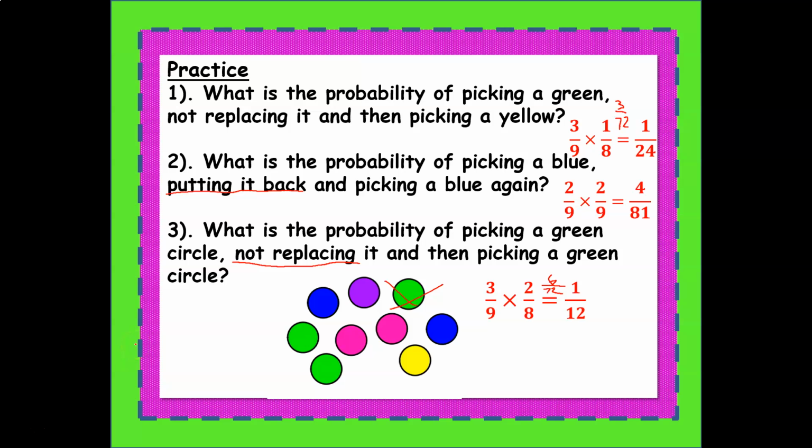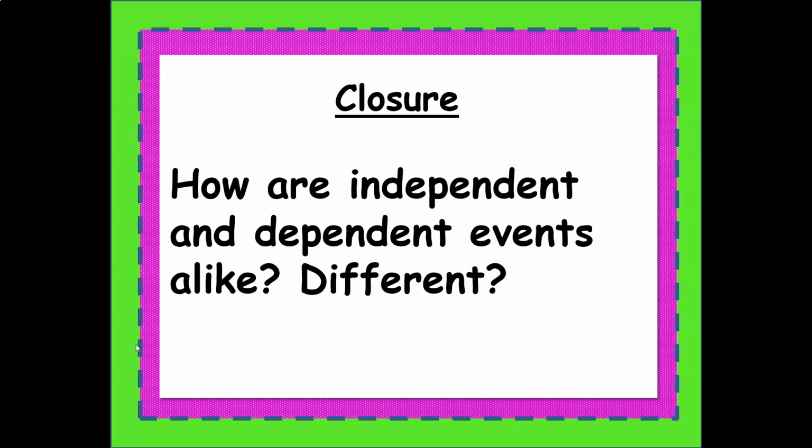So really the biggest part today is we have to be careful when reading the questions and figuring out whether the 2 events affect each other or not. And then we're multiplying those 2 probabilities together again. So your closing idea today, I want you to think about how are independent and dependent events alike, and how are they different?